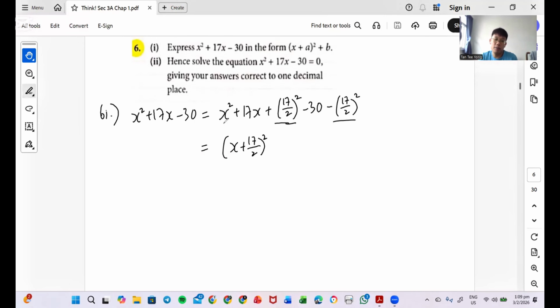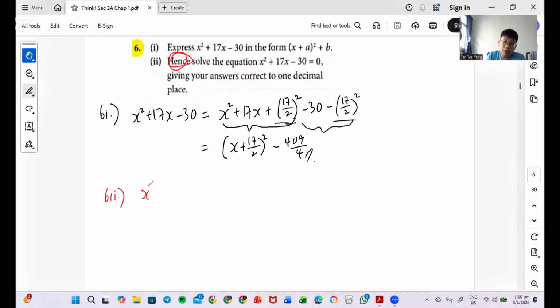So this is where I complete the square here. Then now I calculate this part. Minus 409 over 4. Okay, so this is the completed square form for 6 part 1. Then 6 part 2: hence, solve the equation.